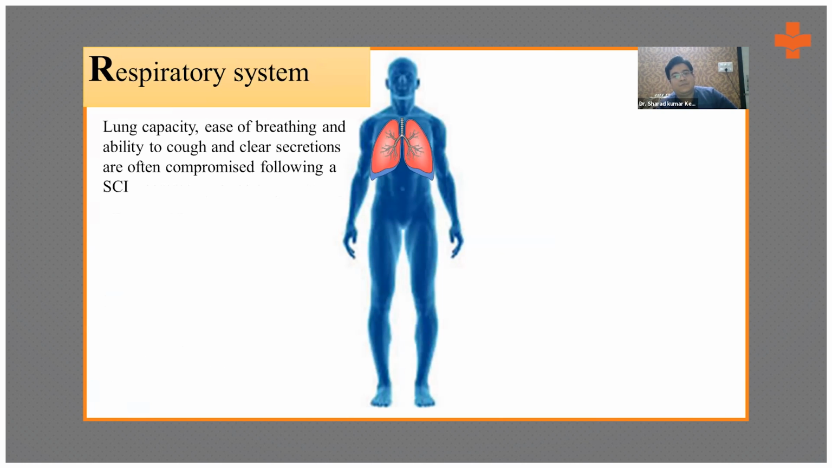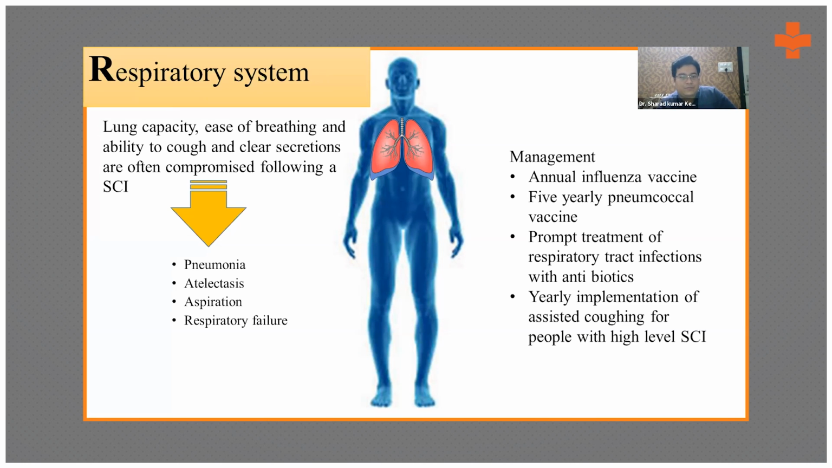Respiratory system, again, body deconditioning does not leave any part unaffected. So the respiratory system is also affected. The volumes become less, tidal volume mainly, lung capacity decreases, ease of breathing, and ability to cough and clear secretions are compromised following a spinal cord injury. Patients usually have, in such cases, morbidity mainly due to pneumonia and atelectasis if not taken care of. Some cases do aspirate also.